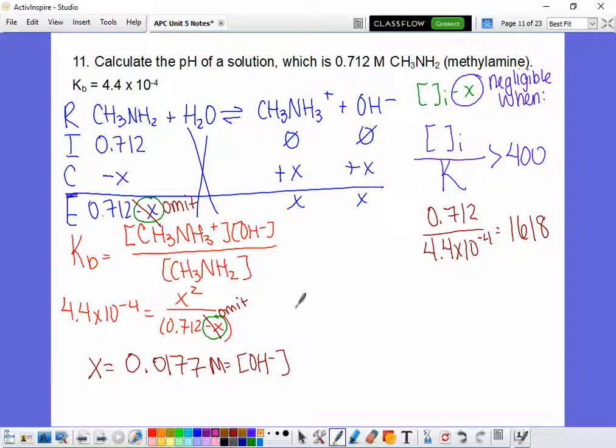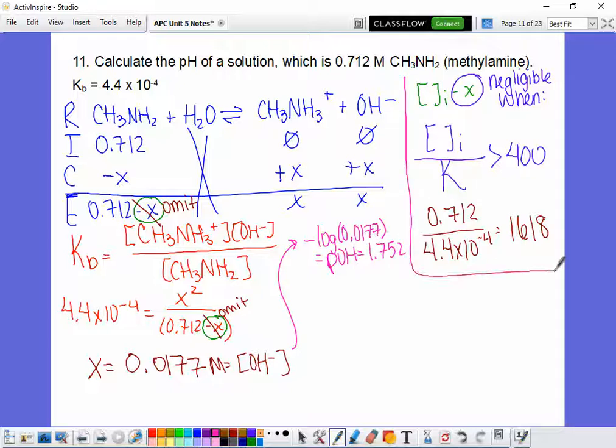So we're going to take the negative log of 0.0177, and that's going to get me the pOH, which is what? I actually don't have it written down. What is it? 1.752? 1.752, and then 14 minus 1.752 will equal my pH, which is?